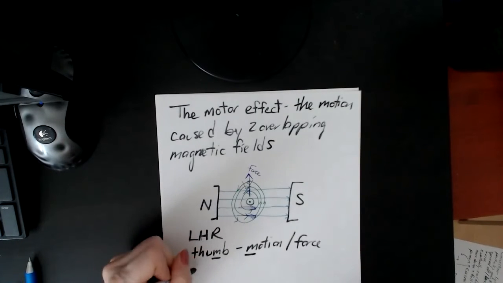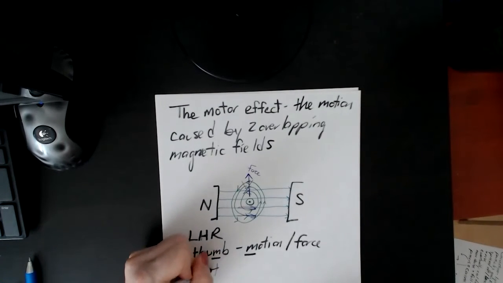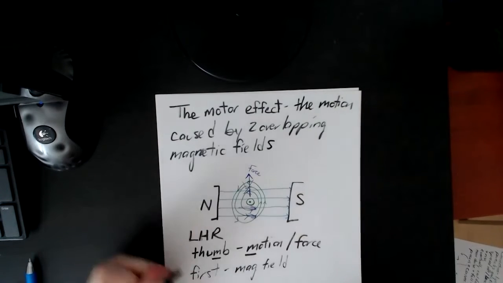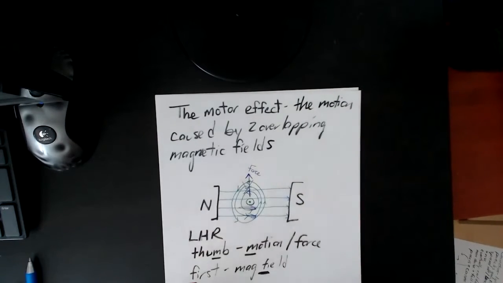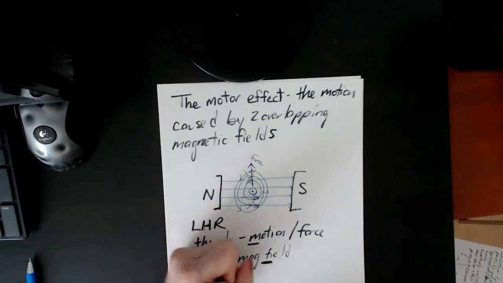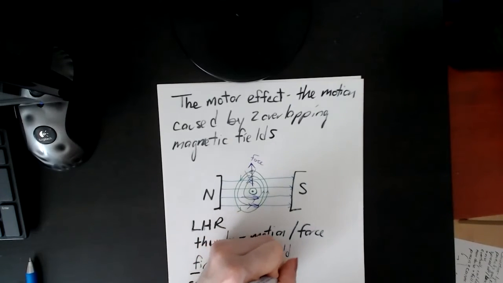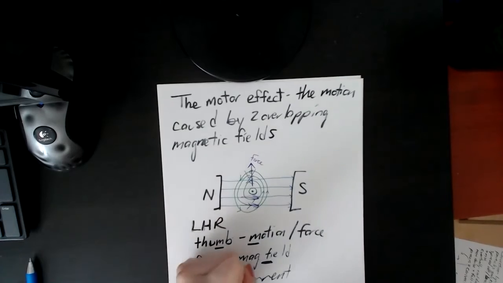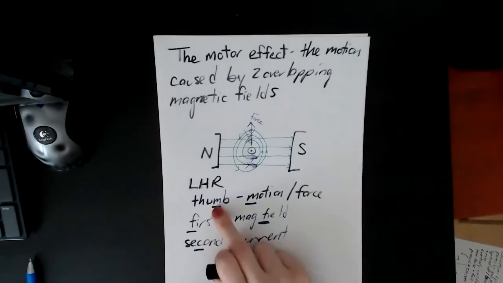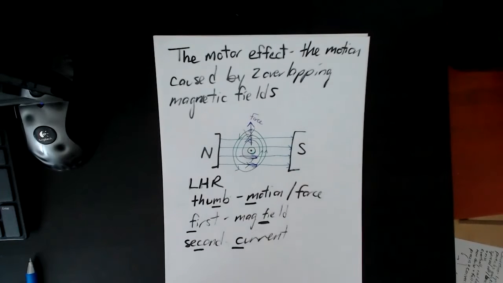Okay. The first finger is the magnetic field, F, first field. And the second finger is the direction of the current, C. So that's your left-hand rule, and that's how you can tell the direction of the force and that motion.